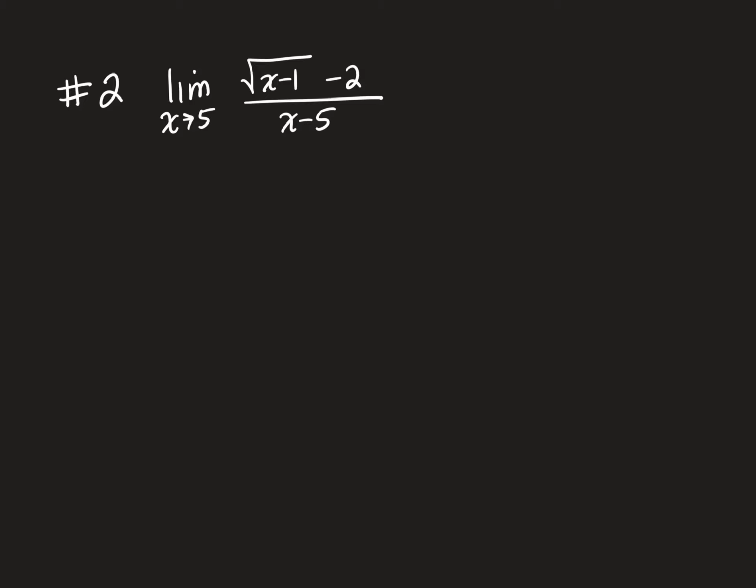Okay, as in the previous questions, whenever I can, I start out and at least check to see if I can do a direct substitution. Just meaning, can I just plug in 5 into the expression as is? So I would have square root of 5 minus 1 minus 2 over 5 minus 5, and we can already start to see that's going to be a problem.